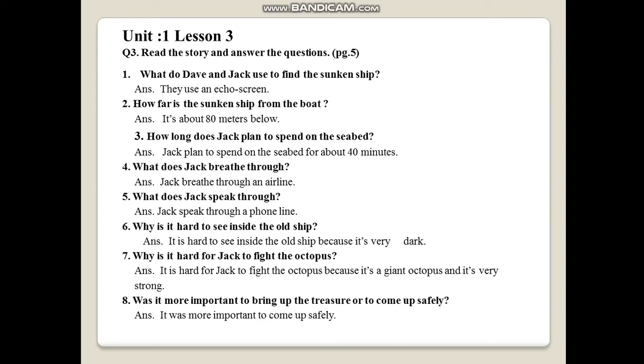Why is it hard for Jack to fight the octopus? Because the octopus was very giant. As we have read before, it is hard for Jack to fight the octopus because it's a giant octopus and it's very strong. Was it important to bring up the treasure or to come up safely? It was more important to come up safely. These are the answers to the questions which you have to do in your notebook. This is your classwork for today.